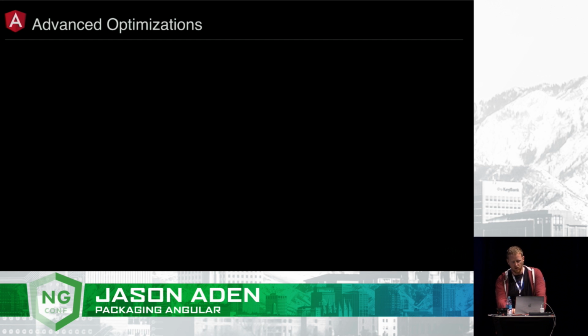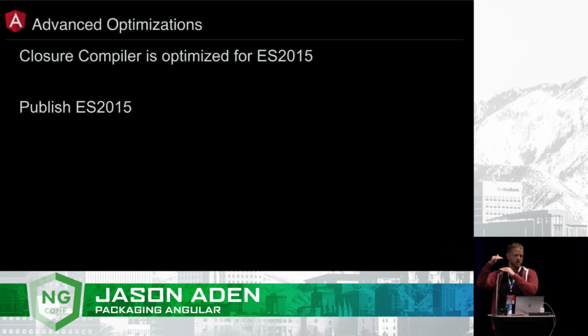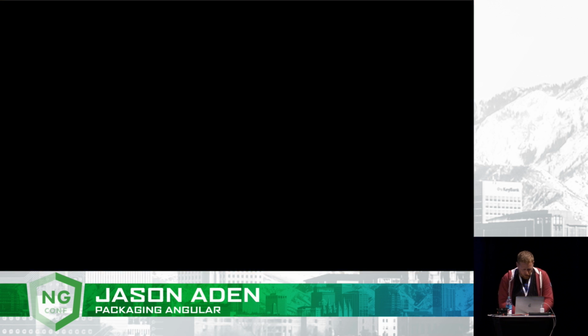It's great. So Closure has a mode where it can do a really good job of packaging your files and getting rid of dead code, but it's heavily optimized for ES 2015 sources. Okay, so what we just built was ES 2015 modules with ES5 code. So part of our recommendation would be to publish ES 2015 as well. So we actually want to publish both. We want to publish FESMs with ES5 and FESMs with ES 2015. All right, so we'll really quickly optimize this thing.